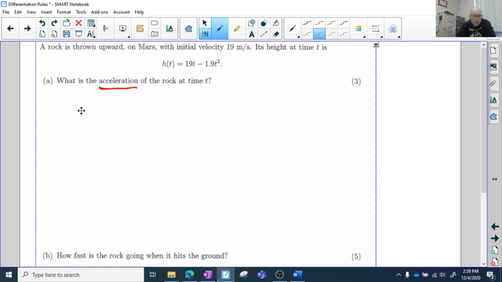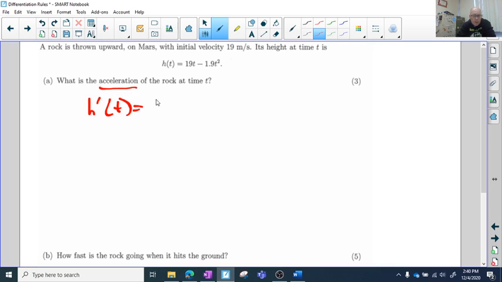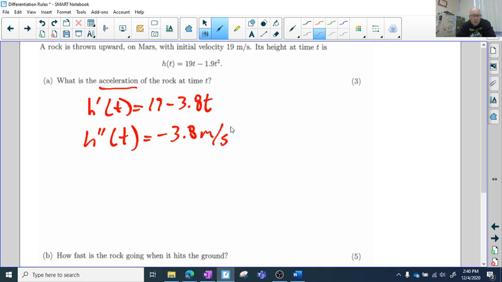Acceleration, hopefully your brain thinks second derivative. So I need to find h prime of t first, which would be 19 minus 3.8t. h double prime of t is negative 3.8. We would be in meters per second squared, which basically tells me that must be gravity on the planet Mars.